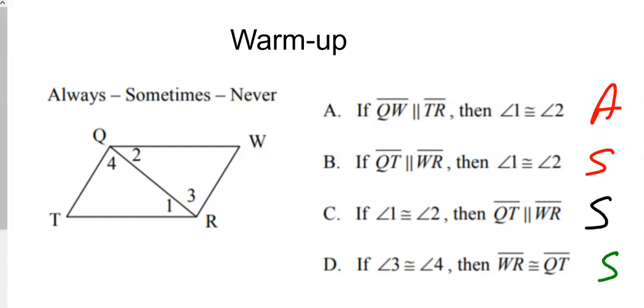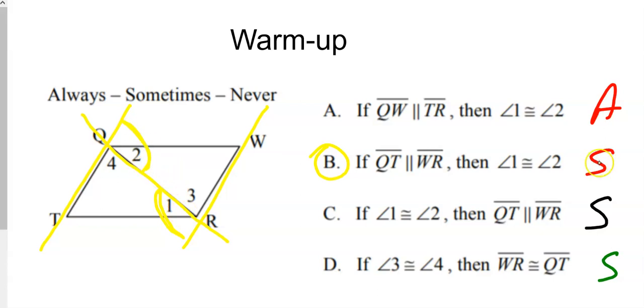Okay, always, sometimes. I'm going to highlight a couple of these real quick. One thing I want to point out again, I highly recommend highlighting what they're referring to. So if I'm talking about B here, QT and WR, if I highlight those, I'm extending them off the diagram. I want to highlight angle 1. Angle 1 is formed here, so I know I have this transversal, but it has to go all the way over to the parallel line. So that's only part of the angle. Same thing with angle 2.